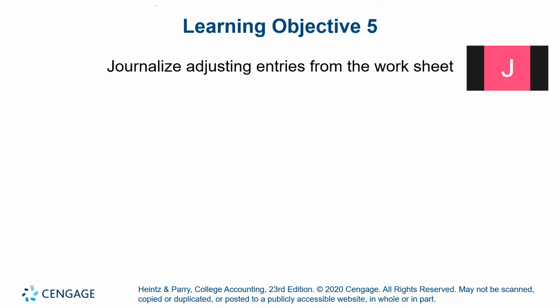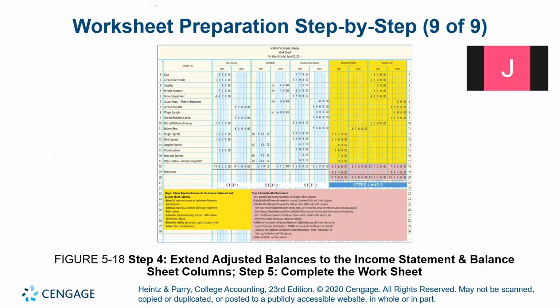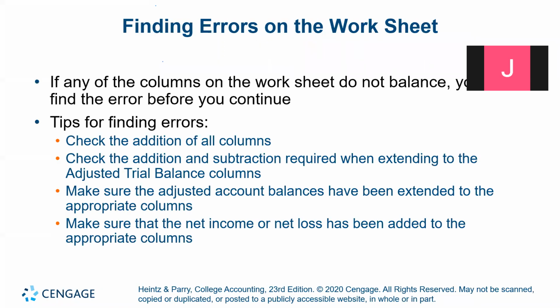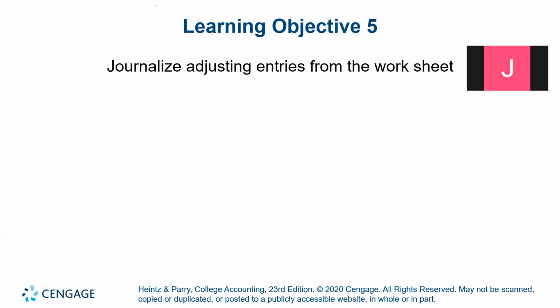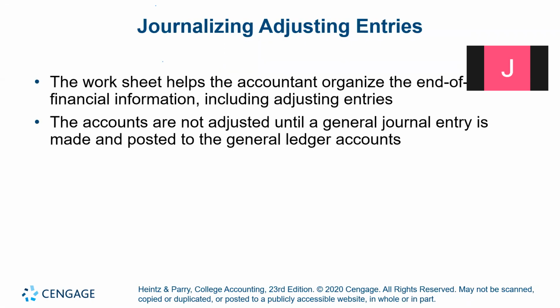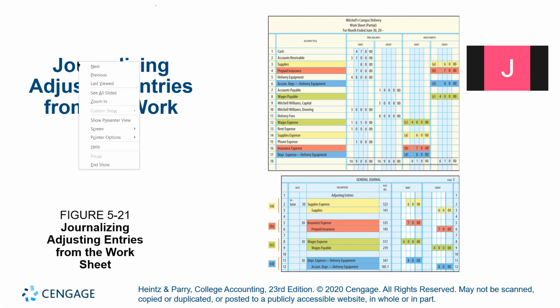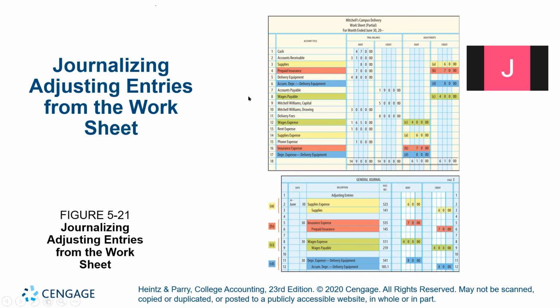Journalizing, adjusting entries from the worksheet. Well, here's our worksheet. And like I said, columns 3 and 4 is the hard part. What happened to my? Well, this is annoying. Okay. We have to write the journal entry. What happened to my cursor? All right, I found the cursor.